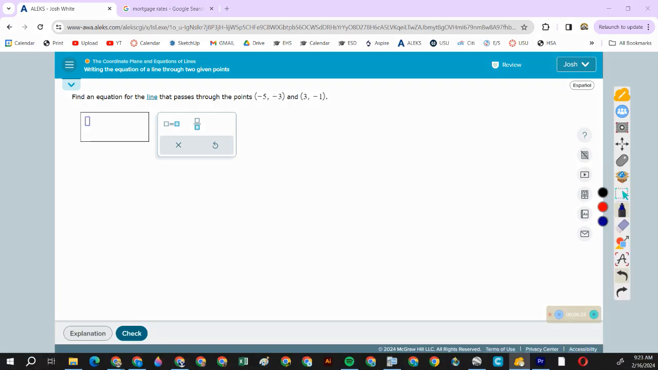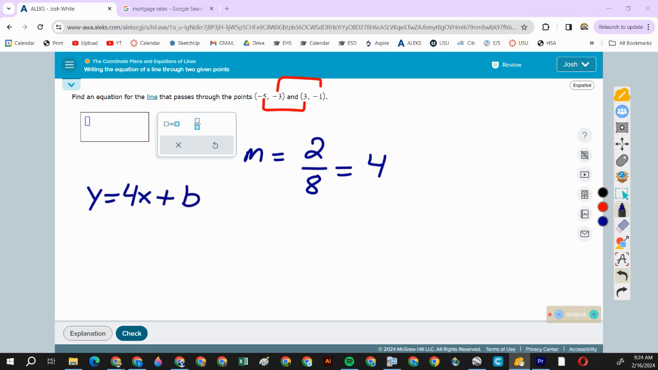Okay. What is the equation here? Well, let's find the slope. So the slope is the change in y. So from -3 to -1 is +2 over the change in x. From -5 to 3 is +8. So the slope is 4. My equation is y equals 4x plus b.